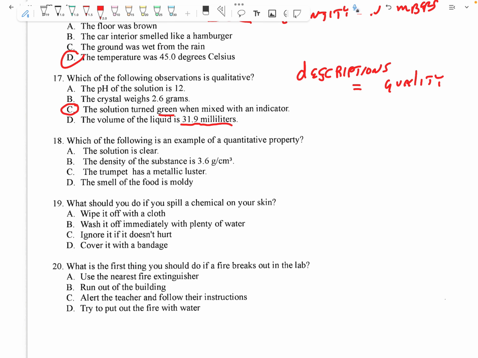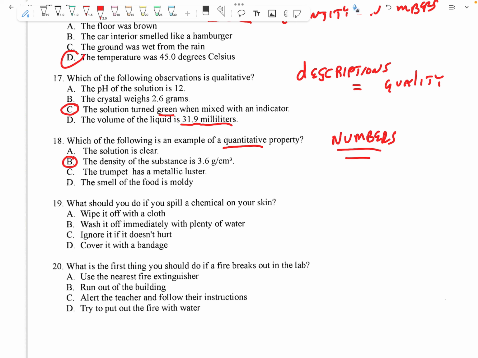Number 18. Which of the following is an example of a quantitative property? Again, we're talking about numbers. Whether it's data or a property, it doesn't matter. We're talking about numbers. Which one is the only one with numbers? That happens to be B. The density of the substance is 3.6 grams per cubic centimeter.